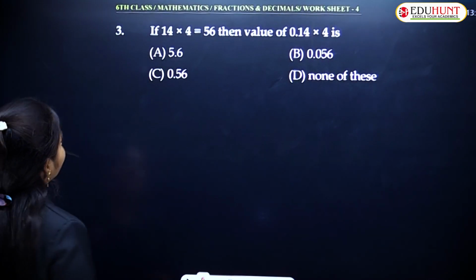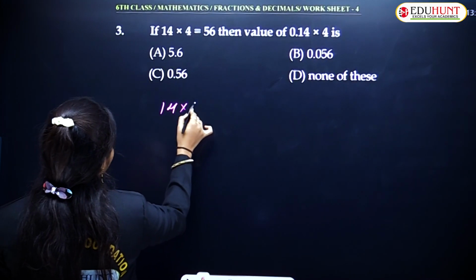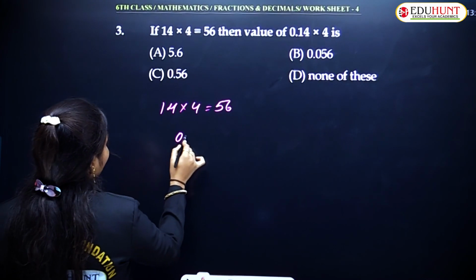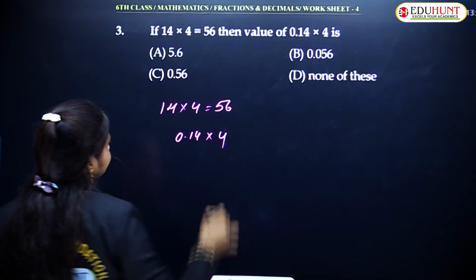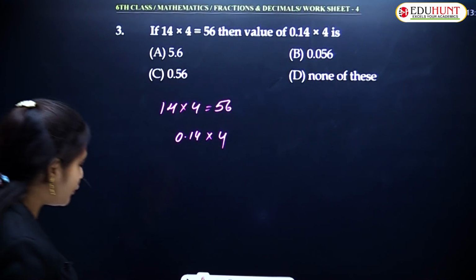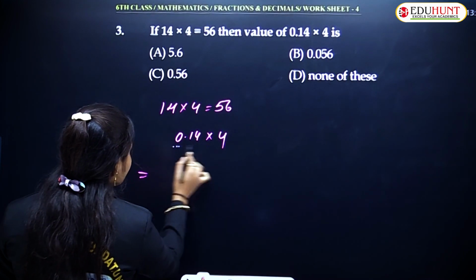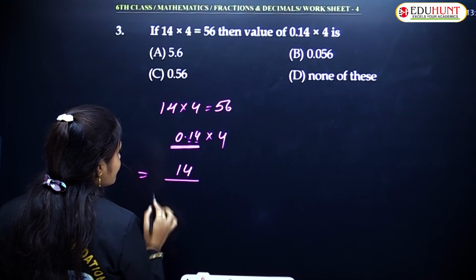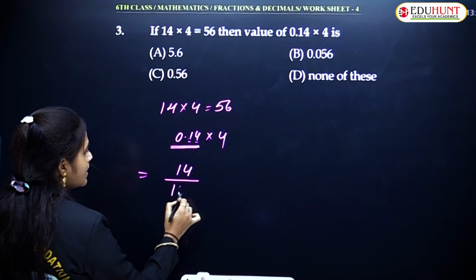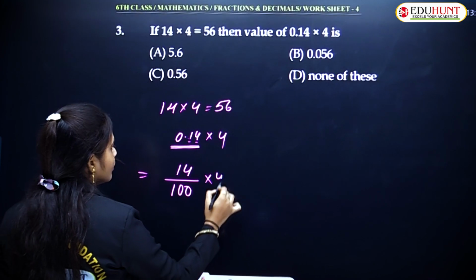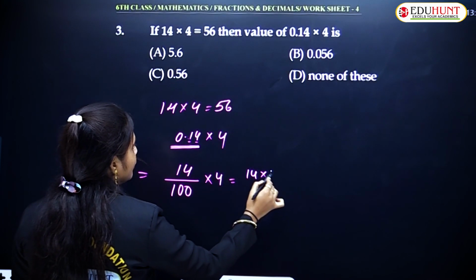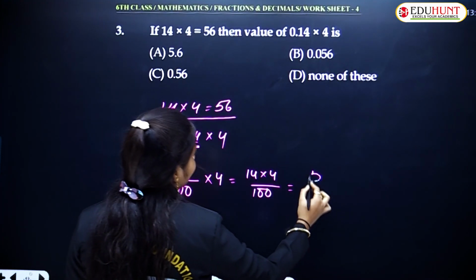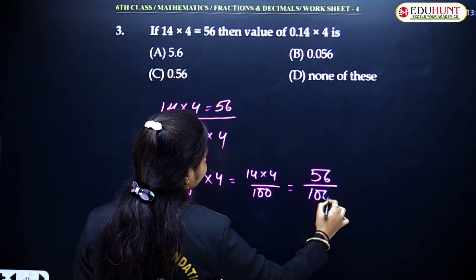If 14 into 4, we know that 14 fours are 56 only, no? Then the value of 0.14 into 4. We can write 0.14 as 14 by, how many decimal places? 2 decimal places. So that is 100 into 4. We can write this as 14 into 4 by 100. And 14 into 4 is equal to 56 by 100.